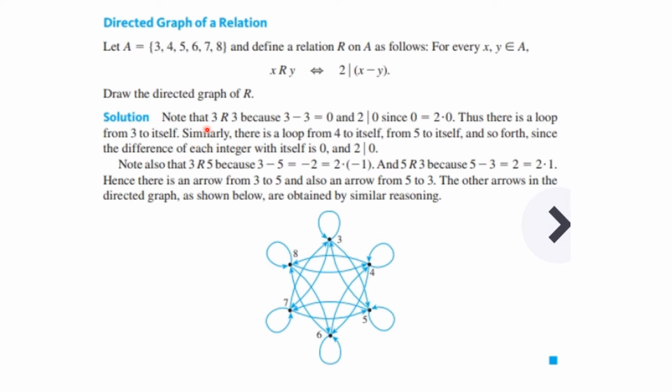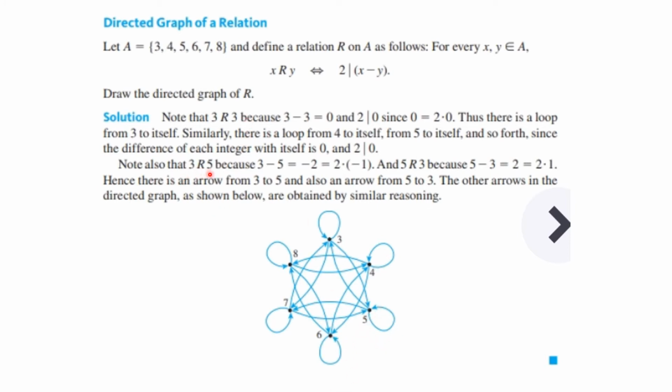Now note that 3 is related to 3 because 3 minus 3 is 0, and 2 divides 0, since 0 is equal to 2 times 0. So there is a loop from 3 to itself. And similarly, there's a loop from every number to itself.